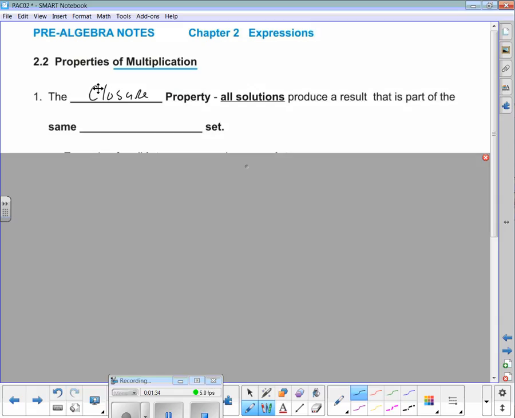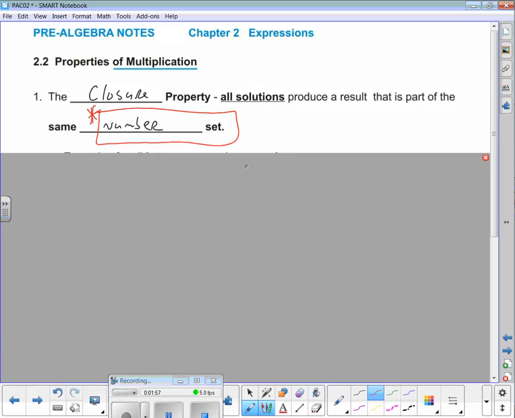All solutions produce a result that is part of the same number set. And I don't know, box in, circle, number set. I mean, that's the key with closure. In other words, when we're multiplying, we'll end up with the same number set.